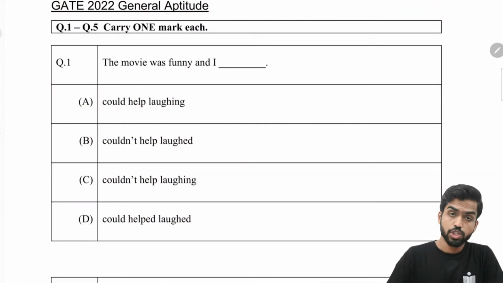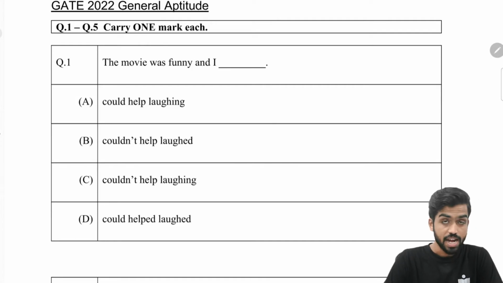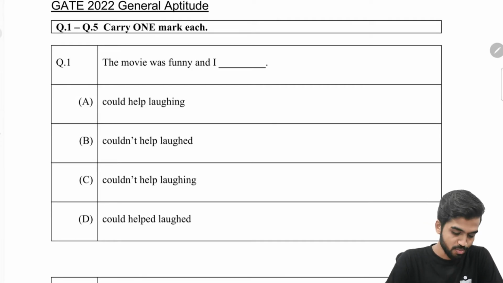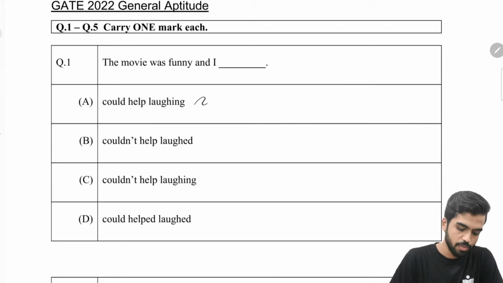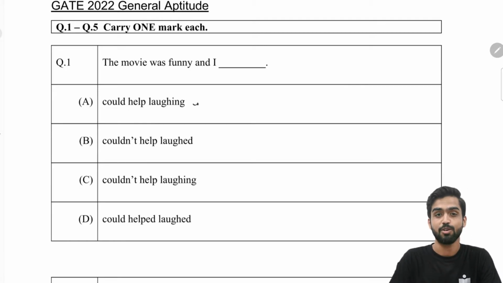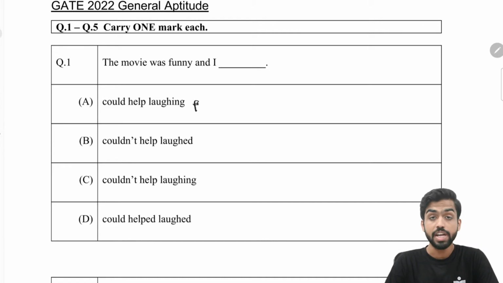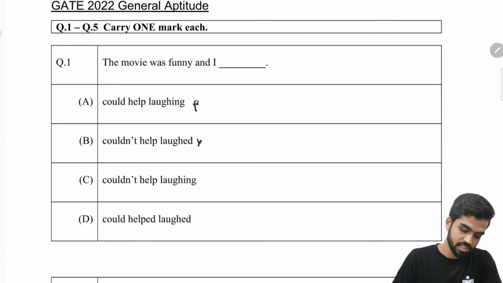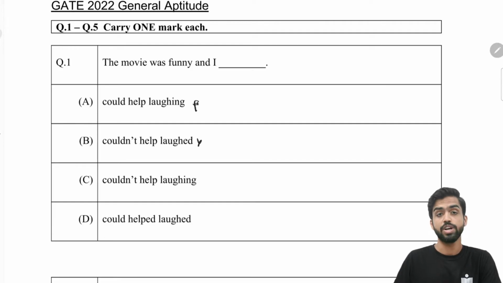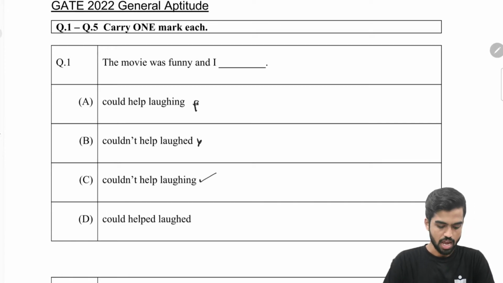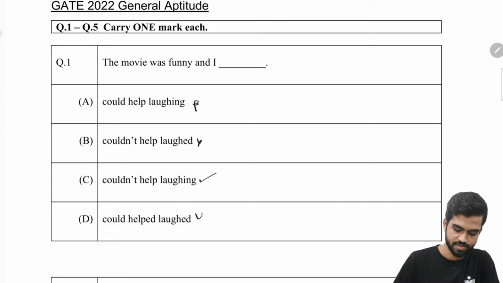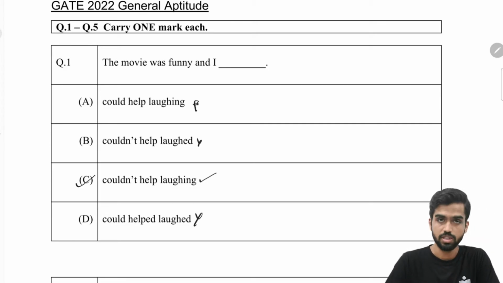The very first question says, the movie was funny and I dash. The movie was funny and I could help laughing. Why would you help your laughing if the movie was funny? The movie was funny but I couldn't help laughed. That is a very wrong tense. The movie was funny, I couldn't help laughing. It's obviously he tried even though he couldn't. So this is true. The movie was funny and I could help laughed doesn't make sense. So C would be the correct answer.